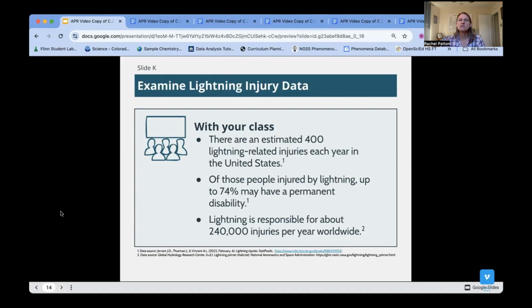So this is just some information about injuries. So in the United States, there are 400 lightning-related injuries each year. Of those that are injured, up to 74% may have a permanent disability as a result of that lightning injury. And worldwide, lightning is responsible for 240,000 injuries approximately each year.